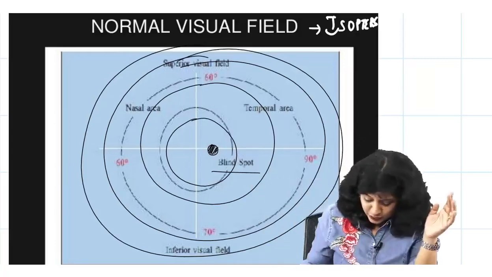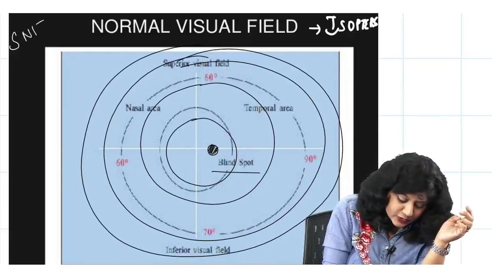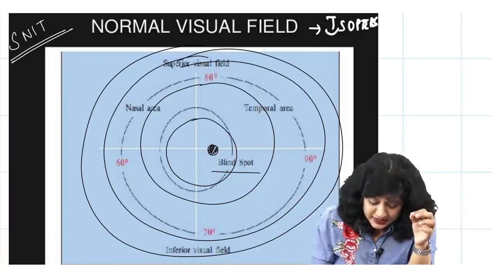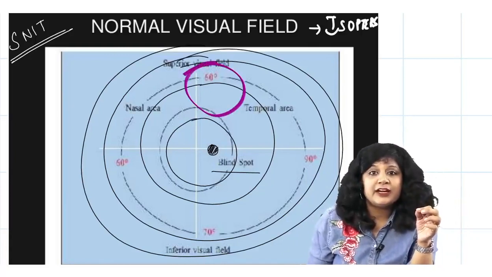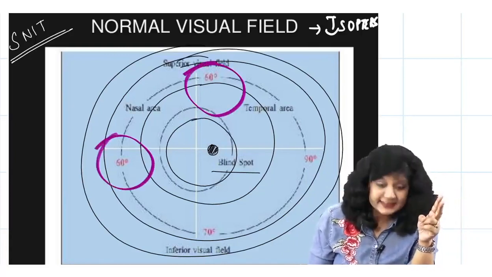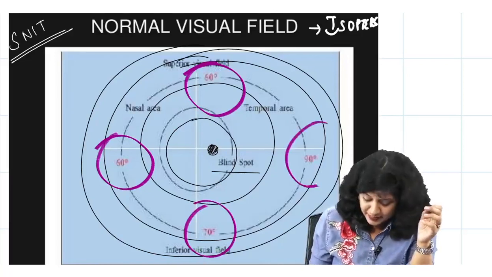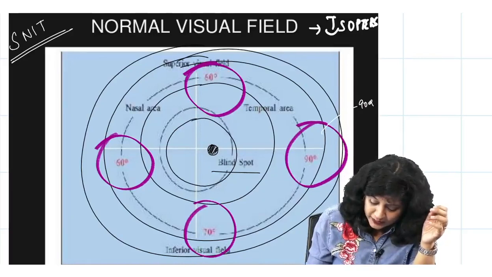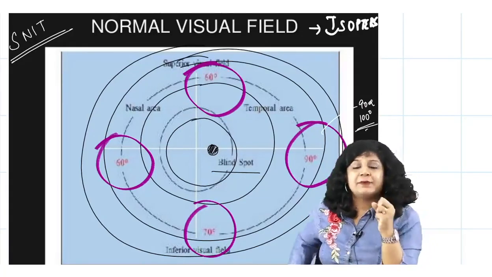So it is actually following what you call S-NIT. So this is different from the ISNT rule. That means it is actually minimum in the superior, that is 50 degree, then nasal 60 degree, then inferior 70 degree, and maximum we have temporal, that is your 90 or 100 degree. Okay, so what is happening now?